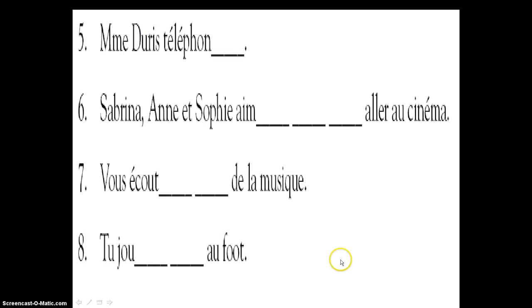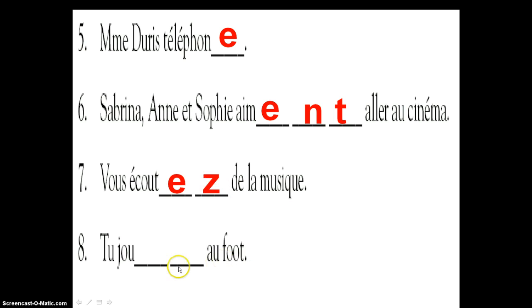Let's check the next one. Madame Duray's telephone is a she, so it's going to be E. Okay, Sabrina, Anne, and Sophie, three people, three girls, so it's going to be E and T. Hopefully you get that. Think at the same time as I'm doing this so that you get it, right? So the next one, vous. For vous, what are you going to have? You say, of course, easy because it's vous. Écoutez de la musique. Of course, my Z doesn't want to come out, so it's going to be a Z here. Vous écoutez de la musique.